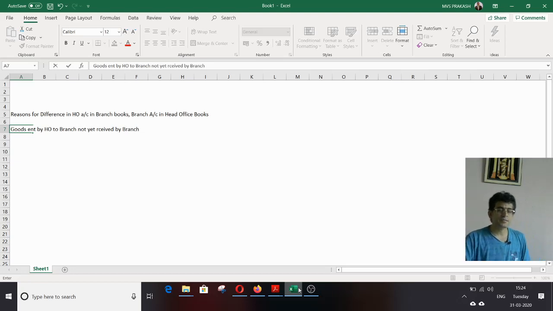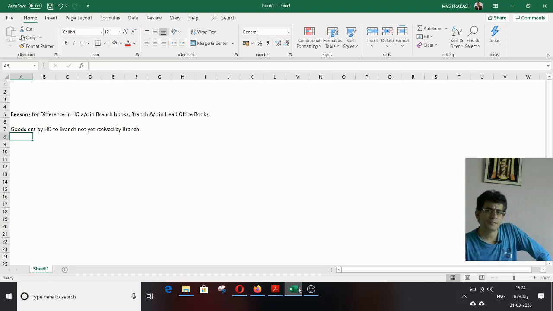Suppose head office is in Delhi and the branch office is in Vizag. Head office sends the goods on 30th March. Immediately on the date of sending, head office will record the entry as what? Branch account debit, goods sent to branch account. Done. The balance has been increased. But the branch will record the entry only as soon as the goods are received. As the branch receives the goods, then ultimately the branch will record the entry.